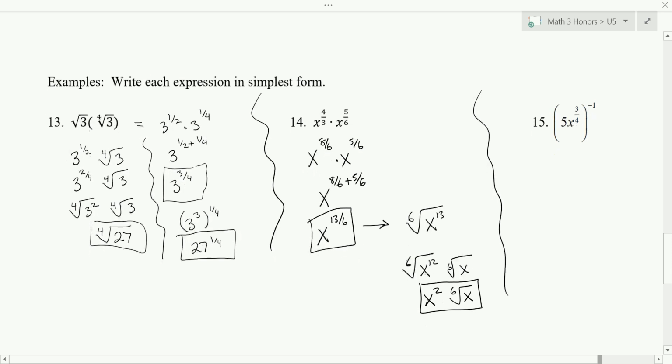So 15, try this again. We have a negative exponent and we have a fractional exponent. We want to simplify it as far as we can in both forms. And remember, if you get a fraction, you can't have a root in the fraction. And that means you can't have a fractional exponent in the denominator of a fraction either, because that would be considered a root.